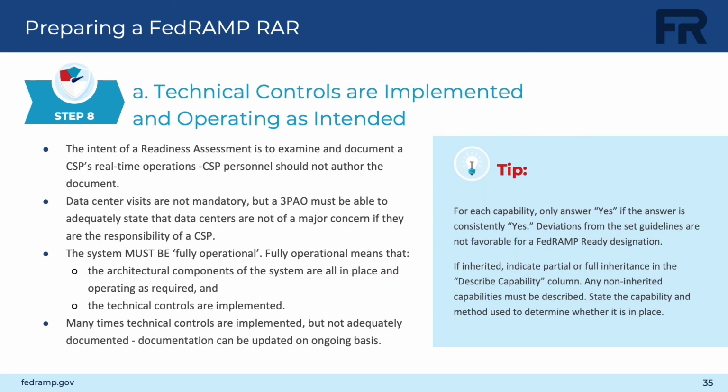We have already stated the importance of the technical capabilities that must be in place for a cloud service offering to be considered as FedRAMP ready. Having technical capabilities in place does not necessarily mean that all processes are documented adequately. Step 8A is to ensure technical controls are implemented and operating as intended. Here are a few key points to keep in mind.